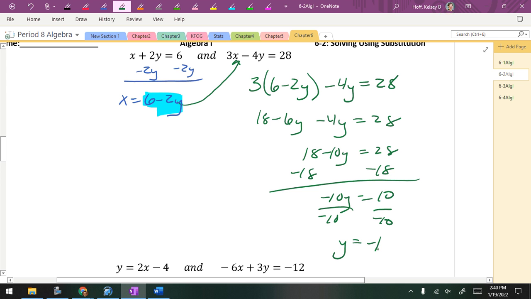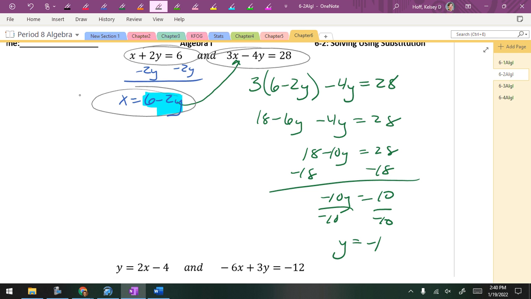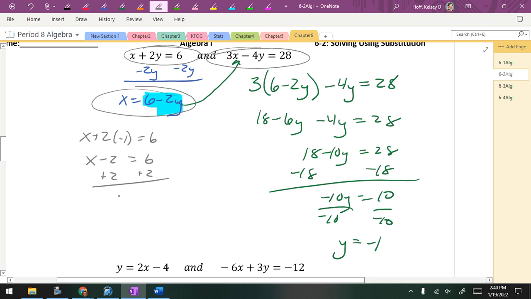What'd you get? Negative 1? I got negative 1, so double check me. Then what are you going to do with that negative 1? Plug it back in. Does it matter what you plug it into? Technically, you could plug it into any of them. And somebody always is going to say, can I plug it into this one? As long as you have confidence that you didn't mess up your signs on that, yes. I always go back to one of the main ones. So I'd go x plus 2 times negative 1 equals 6. x minus 2 equals 6. x equals 8. Is that what you guys got?